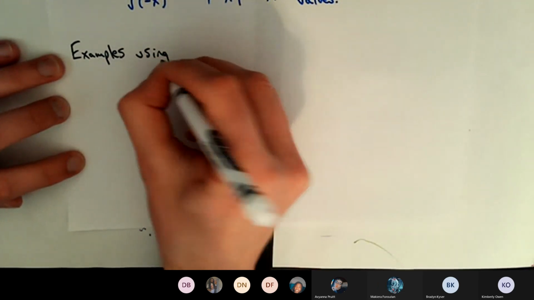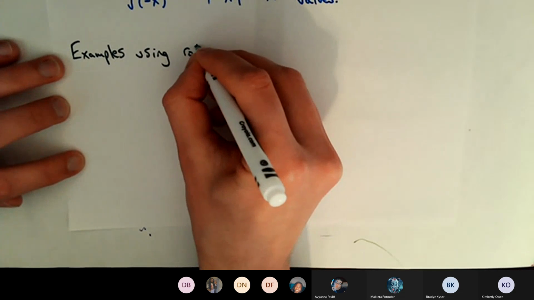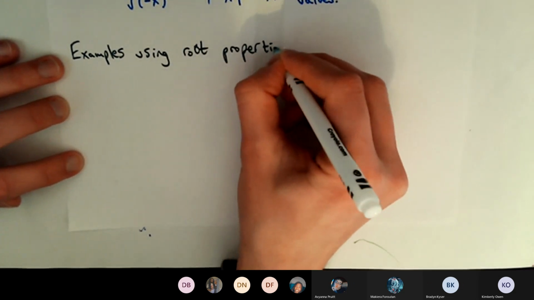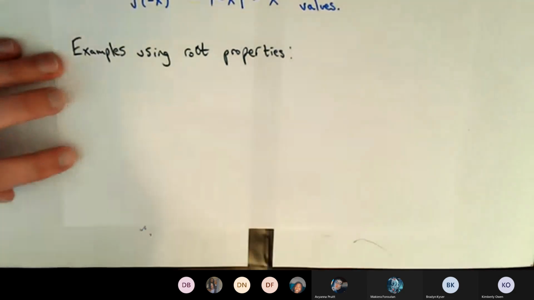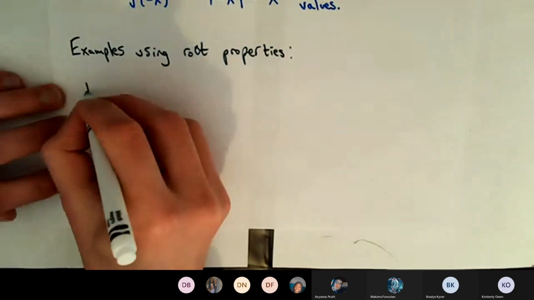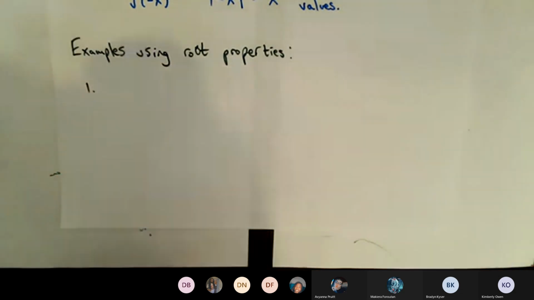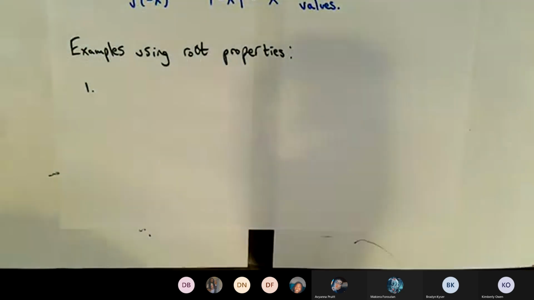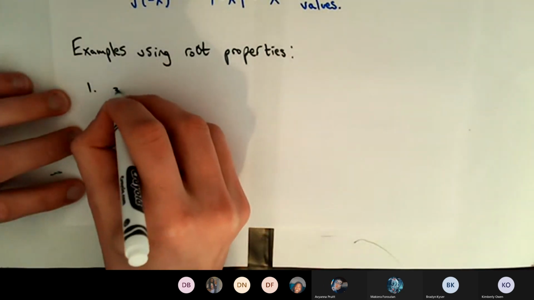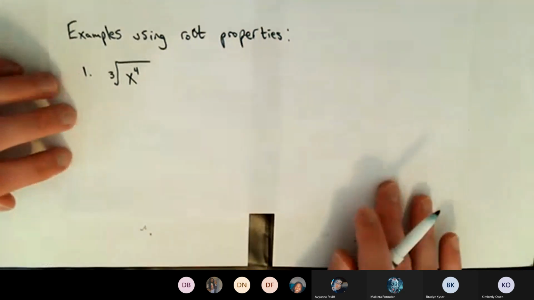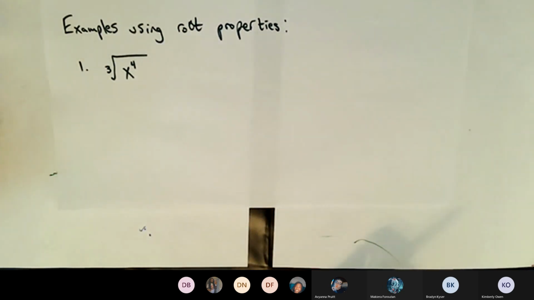Examples using root properties. I'll just call this number 1. Okay, so let's say we want to simplify the cube root of x to the 4th. Cube root of x to the 4th.